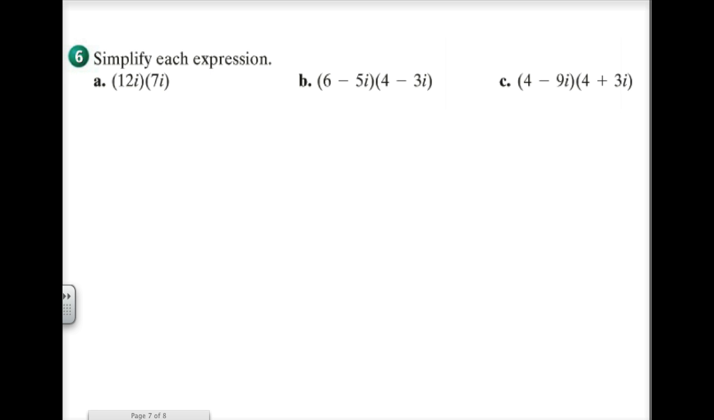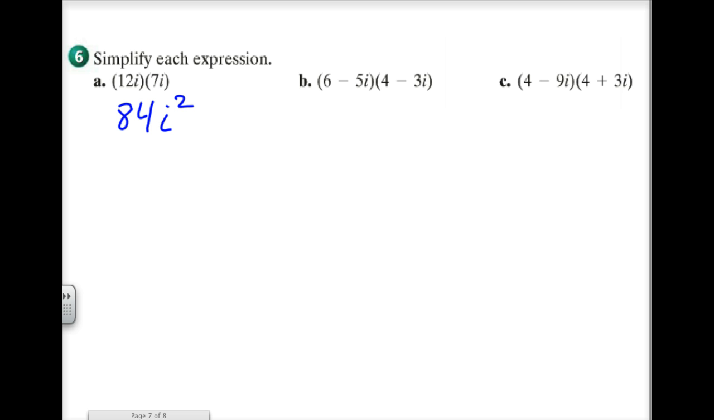When you're multiplying, you're going to use the rules that we've done in the past as well. So 12 times 7, and 12 times 7 we know is 84, and we get i squared. Now we do need to talk a little bit about what i squared is going to equal.